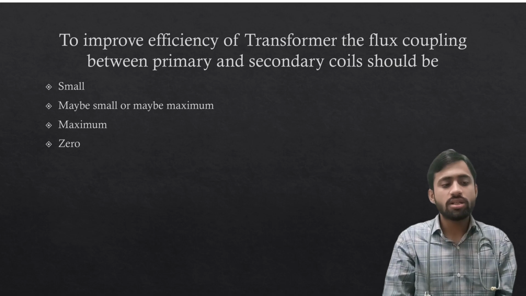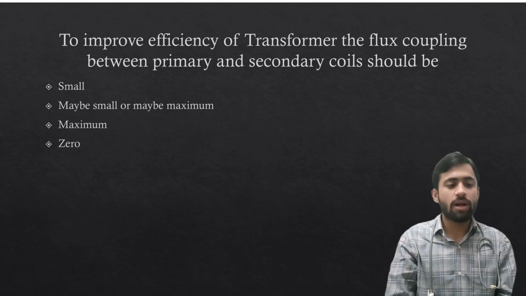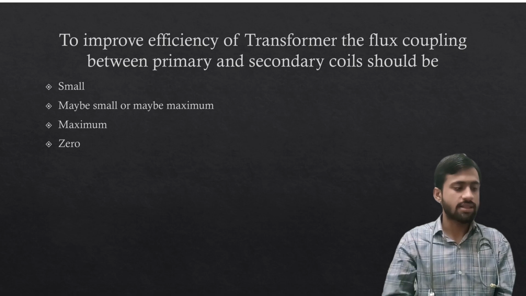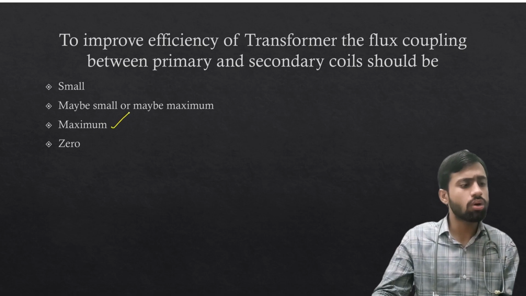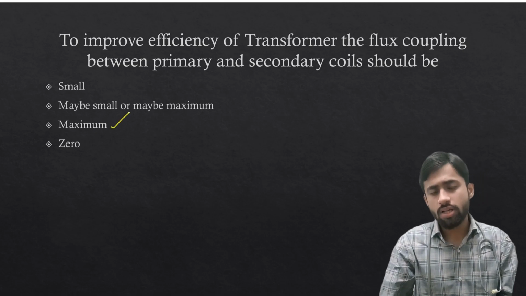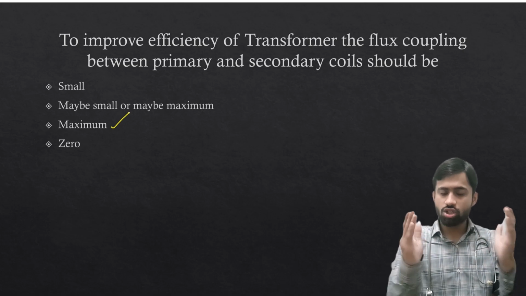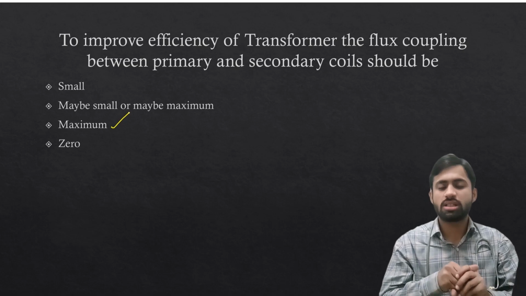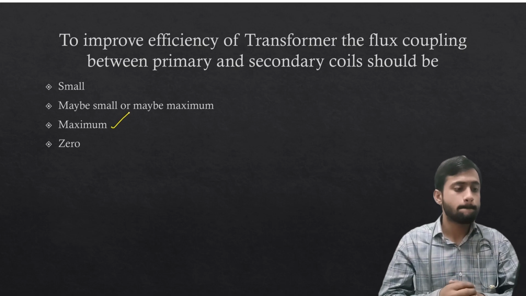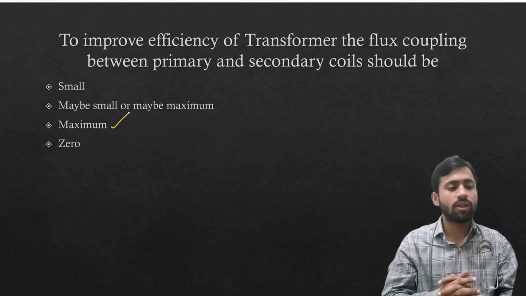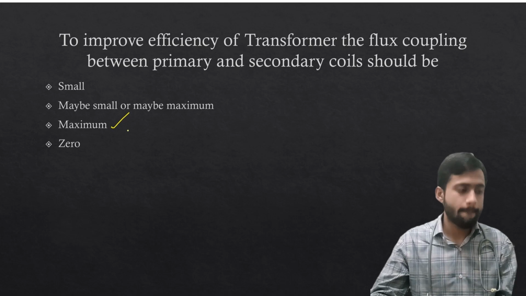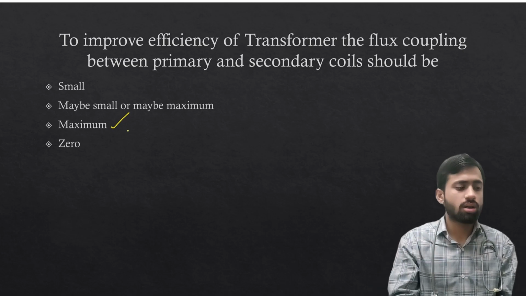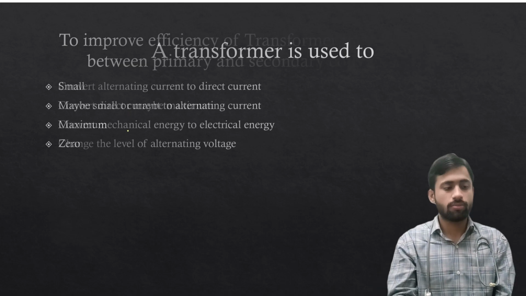To improve efficiency of transformer, the flux coupling between primary and secondary coils should be maximum. In order to improve the efficiency of a transformer, the flux that is changing, or the flux that is being induced into the secondary coil, that must be maximum. The flux coupling between the primary and secondary coil should be maximum, and not small and not zero, of course.